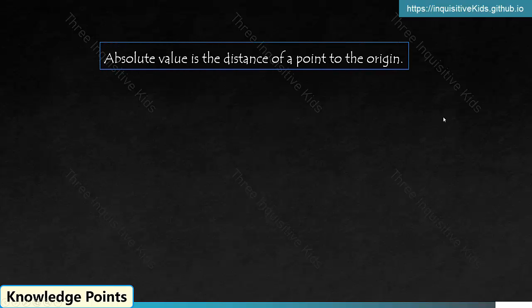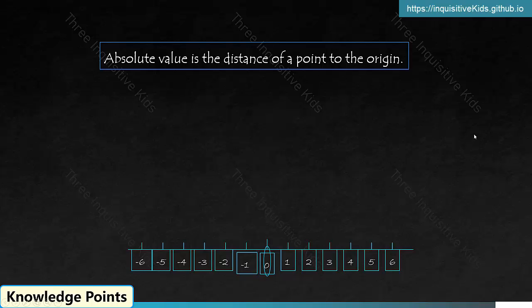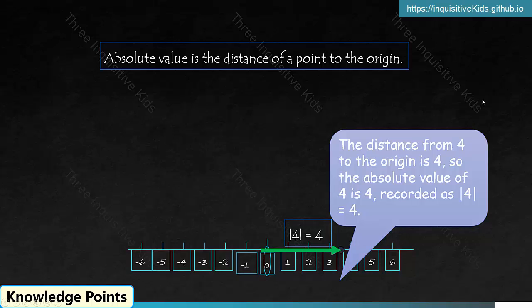The absolute value is the distance of a point to the origin. So here is 0. And 0 to 4 is 4. The distance from 4 to the origin is 4. So the absolute value of 4 is 4, recorded as the absolute value of 4. It has 2 lines on either side of it.